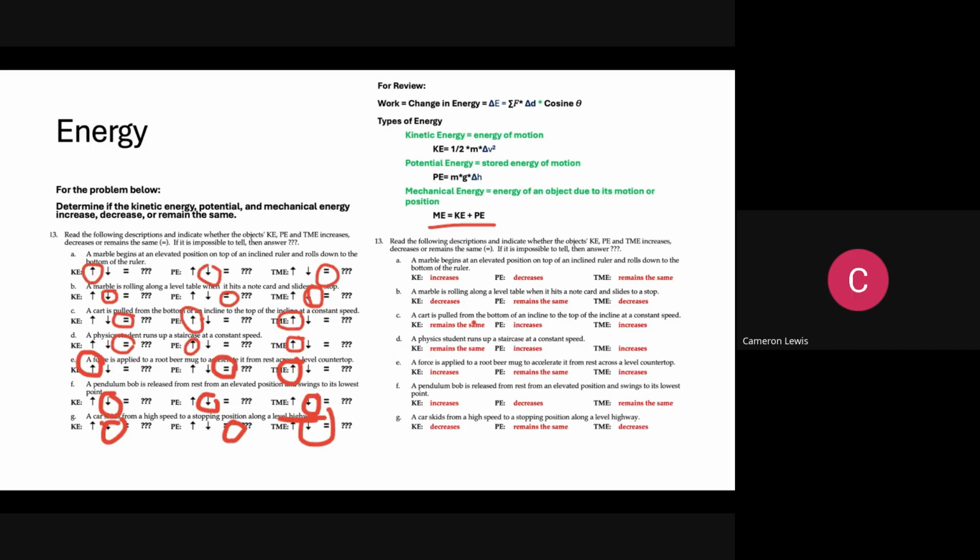Now let's get to E: increase, remains the same, increases. Now for F, we got increases, decreases, remains the same. We got decrease, decrease, and decrease. Okay, so we'll come back to that one. Then for G, we got decrease, remains the same, decreases. Good. So let's come back and look at F, right?